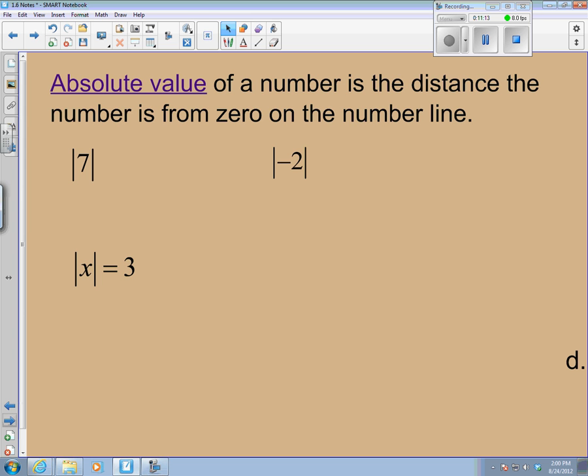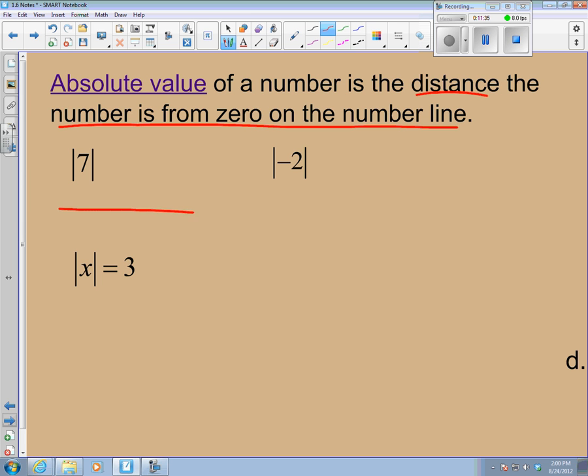We're going to get into absolute value inequalities in a second, but I want to talk to you a little bit about absolute value, refresh your memory here. Absolute value of a number is the distance the number is from 0 on the number line. So if I want to find the absolute value of 7, I want to find how far, 1, 2, 3, 4, 5, 6, and it's pretty obvious how far 0 is from 7 on the number line. Well, it's 7 units, so the absolute value of 7 is 7.